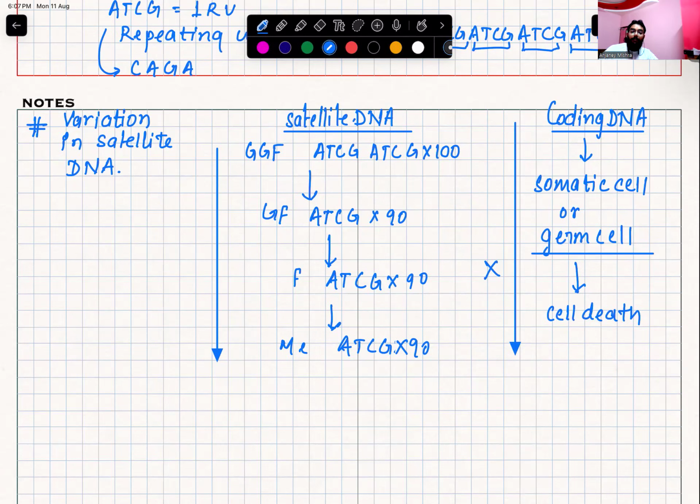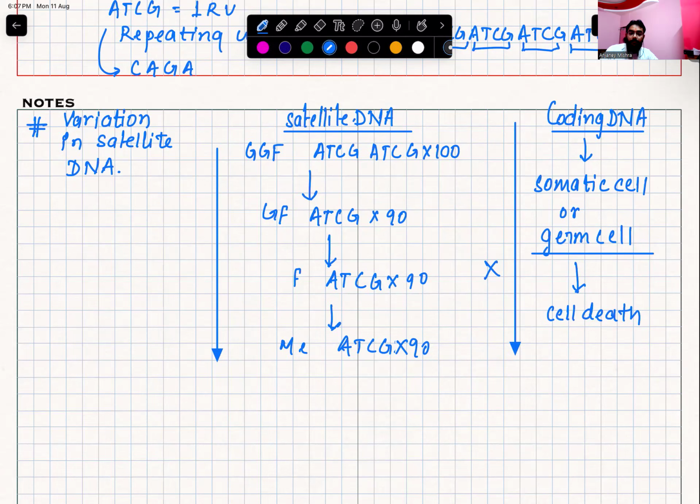So what is the reason for that? Because those things are required for us to be alive. If there is a mutation there and something happens, the cell dies itself. Is that okay? I hope till here there is no doubt.